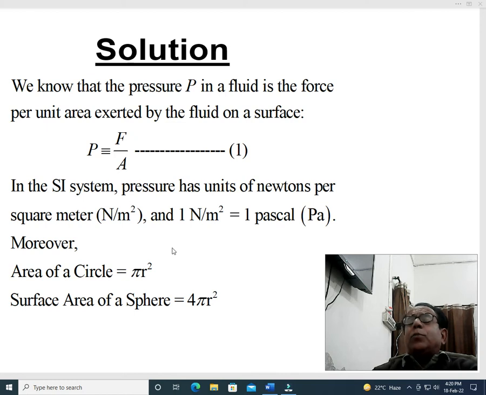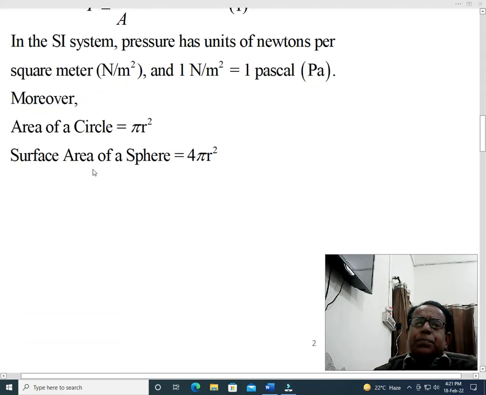Dear students, actually the formula for calculation of area for different geometrical shapes is different. Similarly, the formula for calculation of volume is different for different geometrical shapes. So both these formulas are our concern, and the second one will be used in this problem.